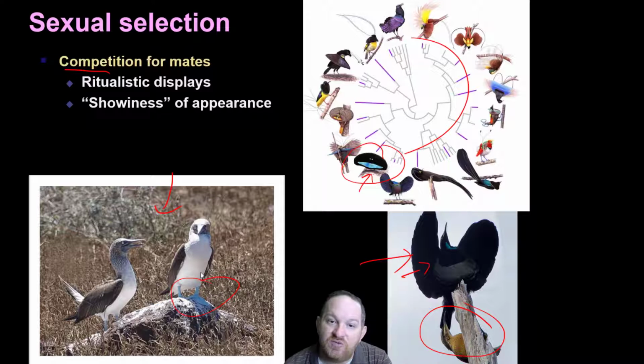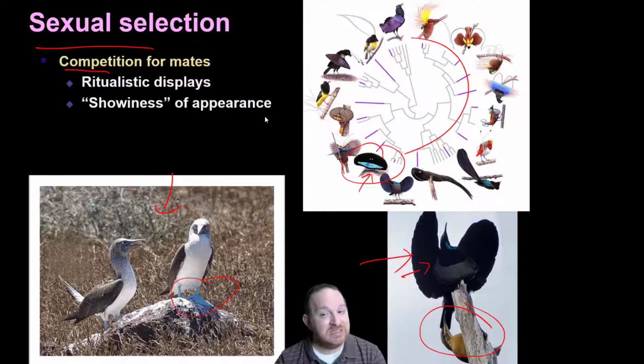Another famous example is the blue-footed boobies we find in the Galapagos. What's the deal with the blue feet? Well, over time, the females started to prefer the males that had the blue feet. And they do these elaborate little dances, or they lift up their feet, and that's how females will choose a mate. So sexual selection drives evolution as well. It's not just about survival, it's also about mating.